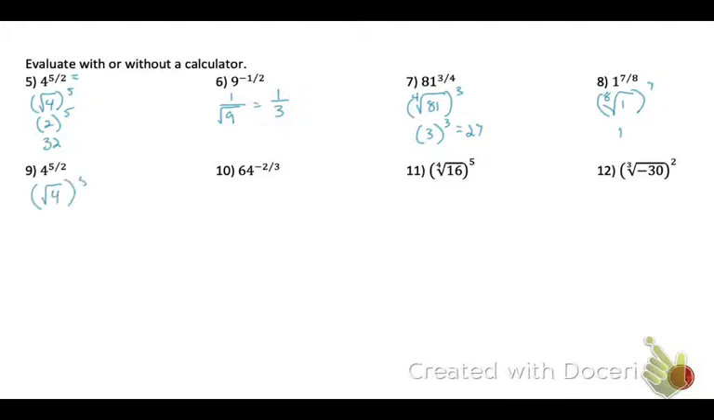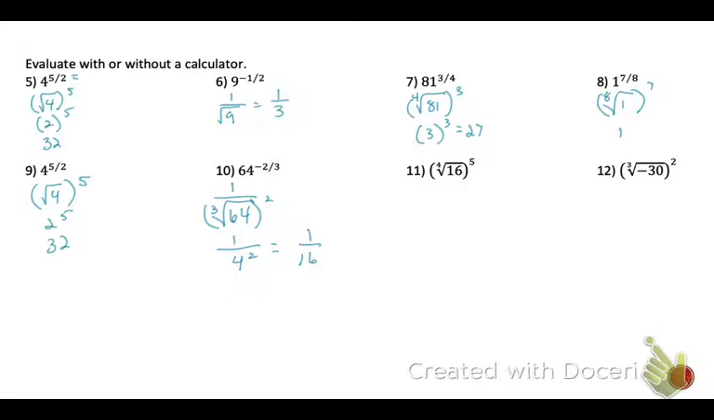And number 9 is just a repeat of number 5. So square root of 4 raised to the 5th power is 2 to the 5th, or 32. Anything raised to the negative power, you can rewrite it in reciprocal form. So 1 over 64 raised to the 2/3, or the 3rd root of 64 squared. 3rd root of 64 is 4. 4 squared is 16. Now 11 is already in radical form for you.